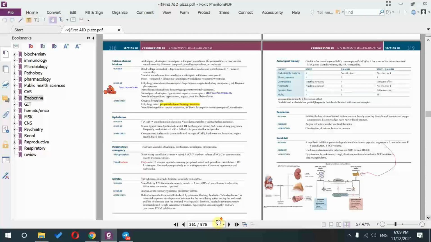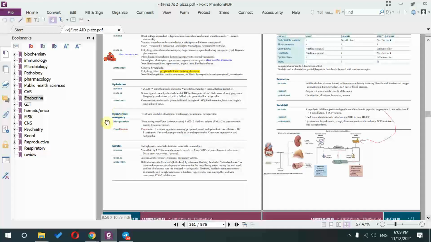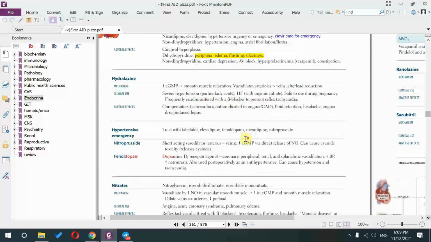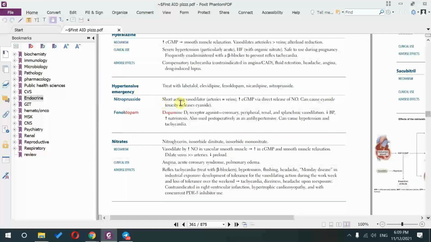So here we go. The last drug we spoke about yesterday, if I'm not mistaken, was hydralazine. So for today we are going to speak about hypertensive emergency. Can someone tell me please, what is the difference between an emergency and an urgency?